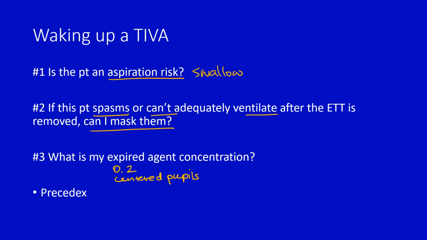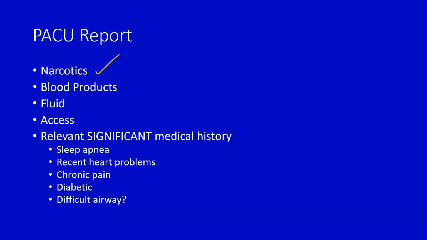After such a long anesthetic, make sure to have some Precedex on hand if your facility has some. Depending on how long the ketamine was infusing, the patient may still be experiencing some delirium upon wake up. Precedex will help ease that process and allow them to sleep off more of that delirium. Give your PACU report. Focus on the narcotics given, any blood products, how much fluid, what access the patient has, and any relevant significant medical history. Think sleep apnea, recent heart troubles, chronic pain, diabetes, what their pre-op glucose was, and not so much the stroke they had 20 years ago that they don't have any deficits from.